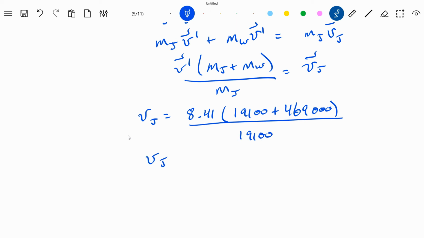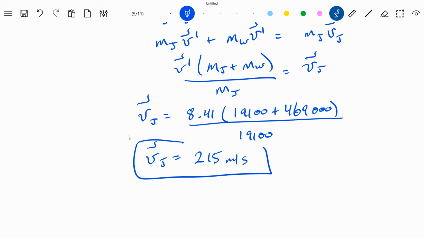And that should do. The velocity of the jet, this is just prior to impact, is 8.41 times 19,100 plus 469,000, and I'm getting all those zeros in there, divided by 19,100. So I'm getting 215 meters per second, rounded off, for the velocity of the jet just before it hit the wall. Just double checking with Mr. Dawson there. Perfect, we agree exactly.